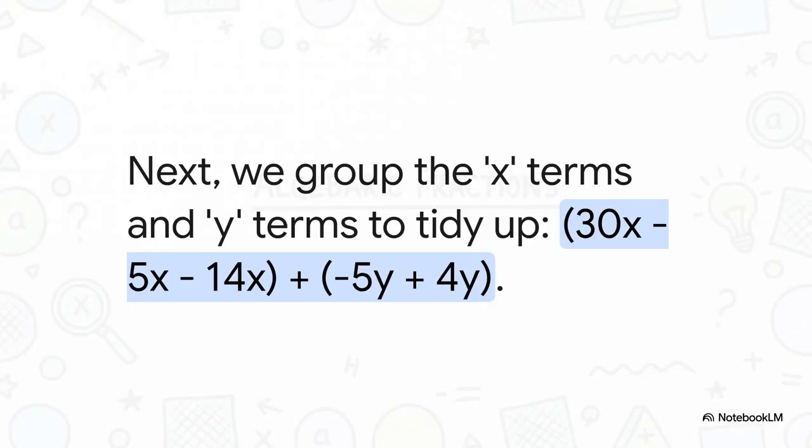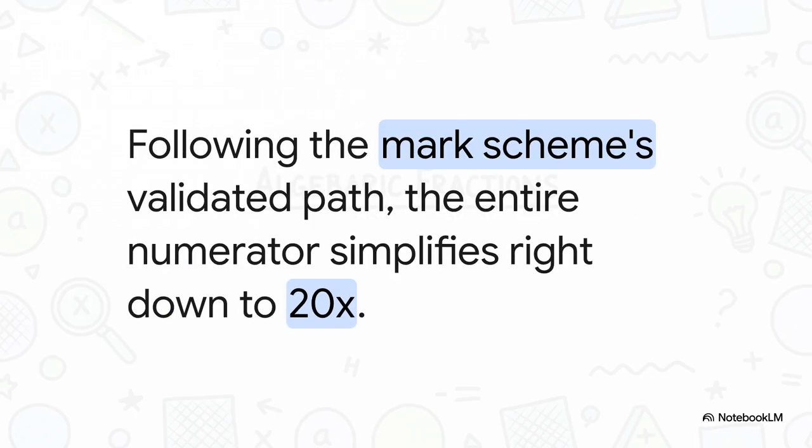Now here's a pro tip for not making a silly mistake. Before you start adding and subtracting, group your like terms together. Get all your x's in a little huddle and all your y's in another. It just makes life so much easier and shows the examiner you know exactly what you're doing. And now for the moment of truth. Let's combine these terms. Following the exact path the mark scheme lays out, it all boils down to a super neat 20x. And what's really cool here is that the y terms have completely vanished. They've canceled each other out, which is a massive clue that we're on the right track.